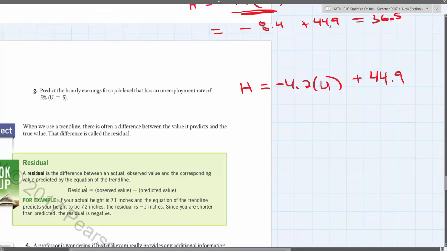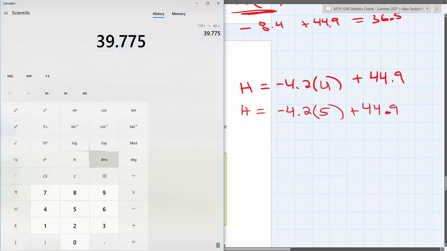Right. So in this case, we want to plug in U equals 5 and solve for H, right? So H would equal negative 4.2 times 5 plus 44.9. If we want, just plug this in our calculator. So let me clear here. So we want to do negative 4.2 times 5, and then we want to add 44.9, and we get 23.9.